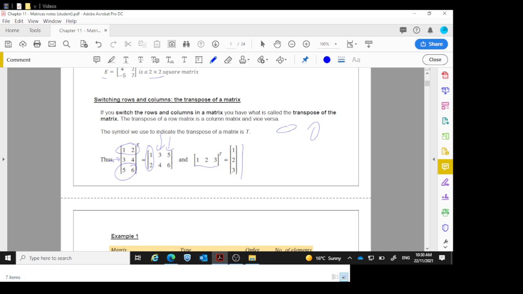How do we distinguish between the matrix? How do we know that we have to transpose it? We put this little t, and that's what we look for on our calculator.